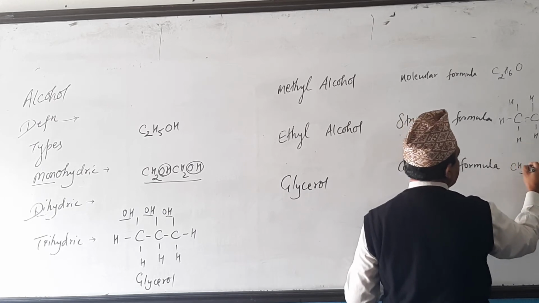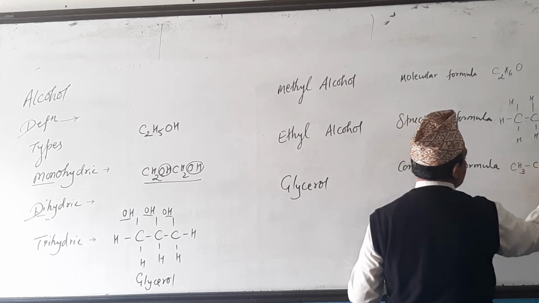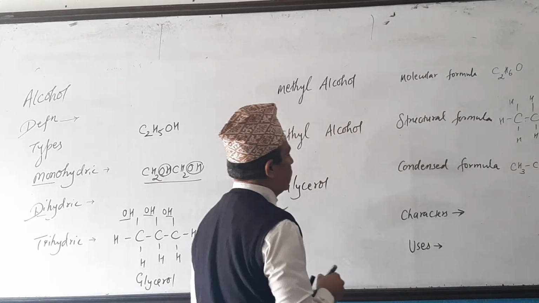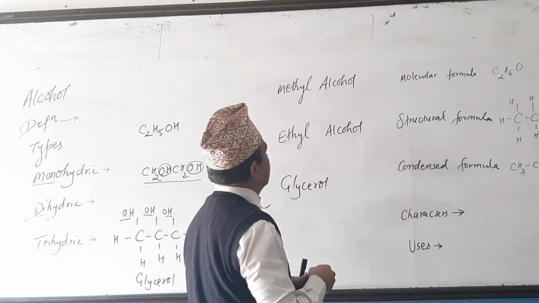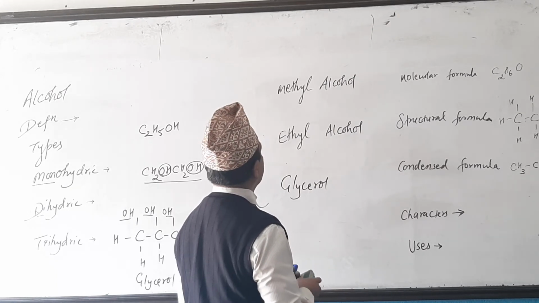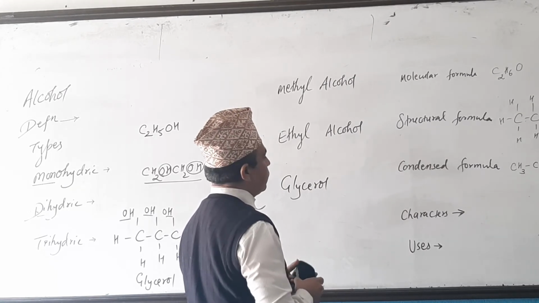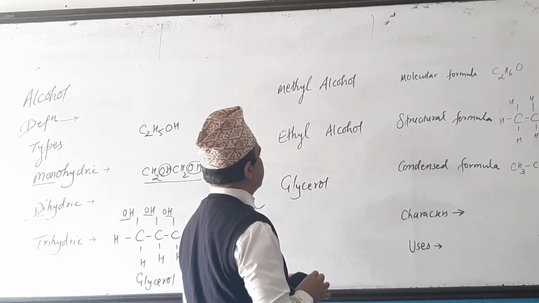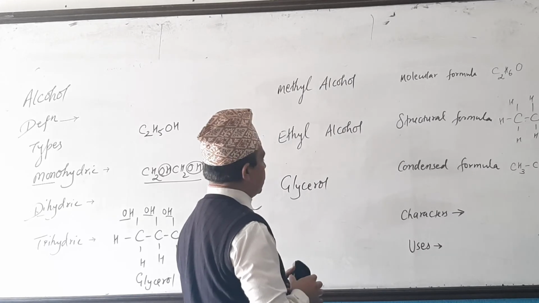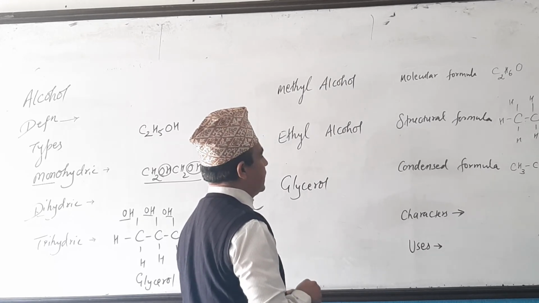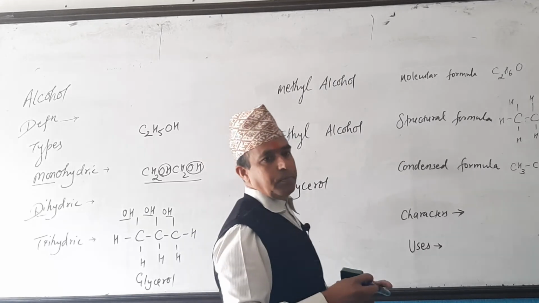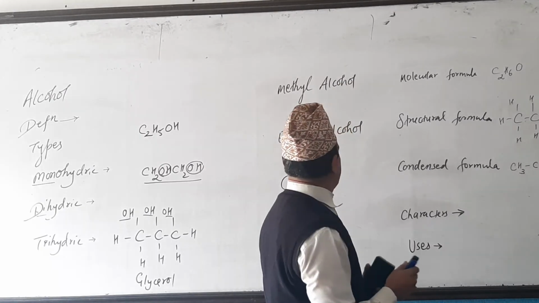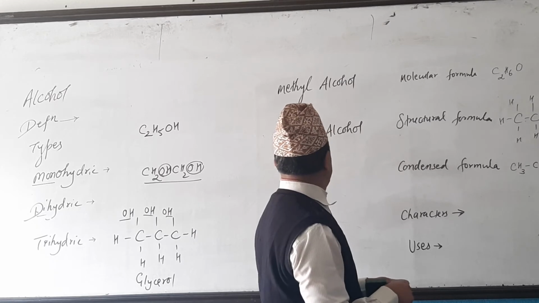Condensed formula, from here we can write CH3-CH2OH. CH3 CH2OH. What can you say about characteristics? So ethyl alcohol is second member of alcohol group. It also has got distinct odor. By smell also we can find out whether that is methyl or ethyl alcohol.